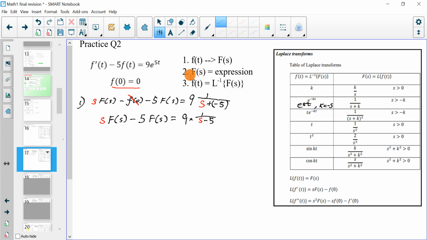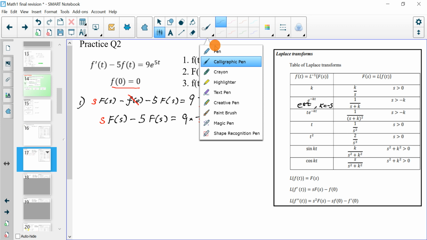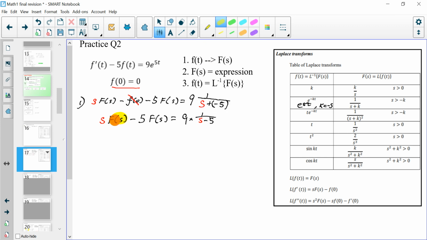So second step, I want to obtain an expression for f of s. And you can notice that you have s sets of f of s minus 5 sets of f of s. So altogether, you would have s minus 5 sets of f of s, and that equals 9 times 1 over s minus 5.